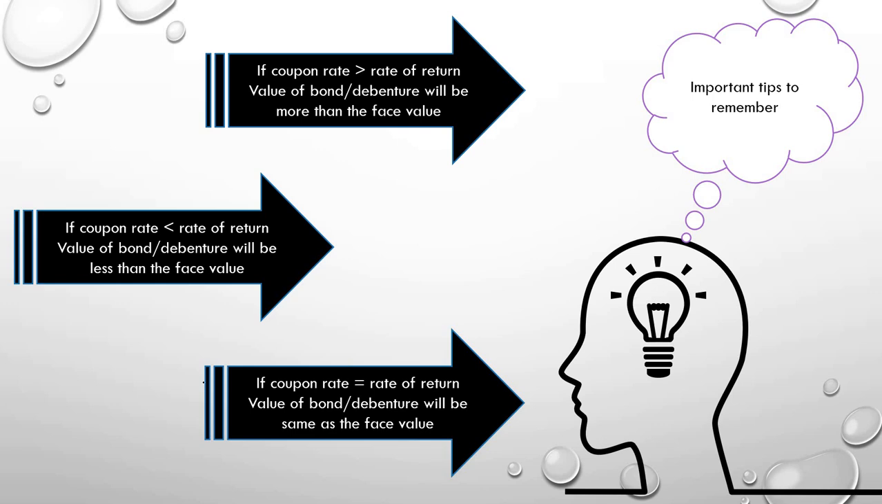In our case, our face value is 100, but our issue value is 95. So we are falling under this category. This is my category. So my KD should always be more than my coupon rate. My coupon rate is 10%, so your KD will be more than 10%.